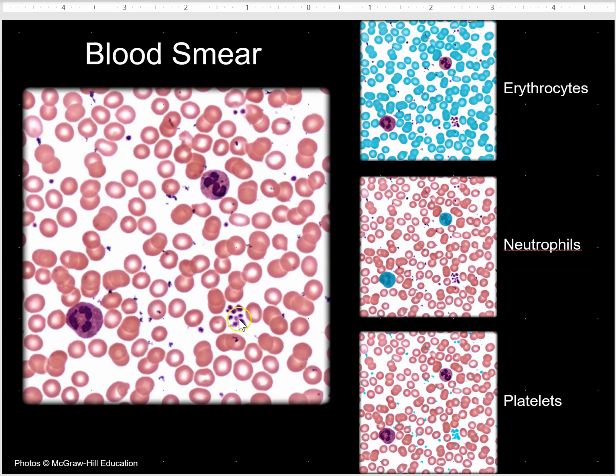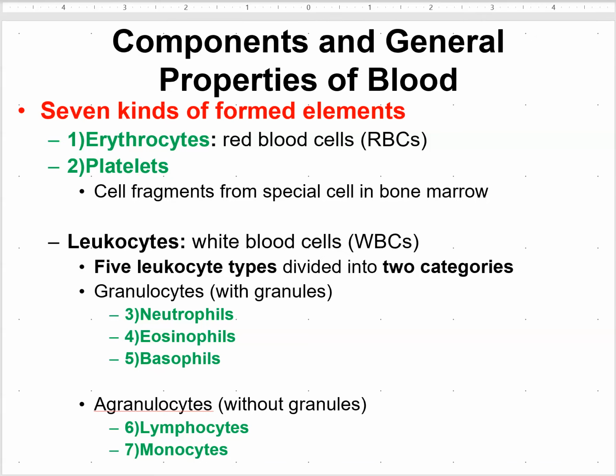Now, the white blood cells, red blood cells, and platelets all together comprise the formed elements. We call them formed elements of the blood. And the formed elements include erythrocytes, platelets, and 5 different types of leukocytes or white blood cells.